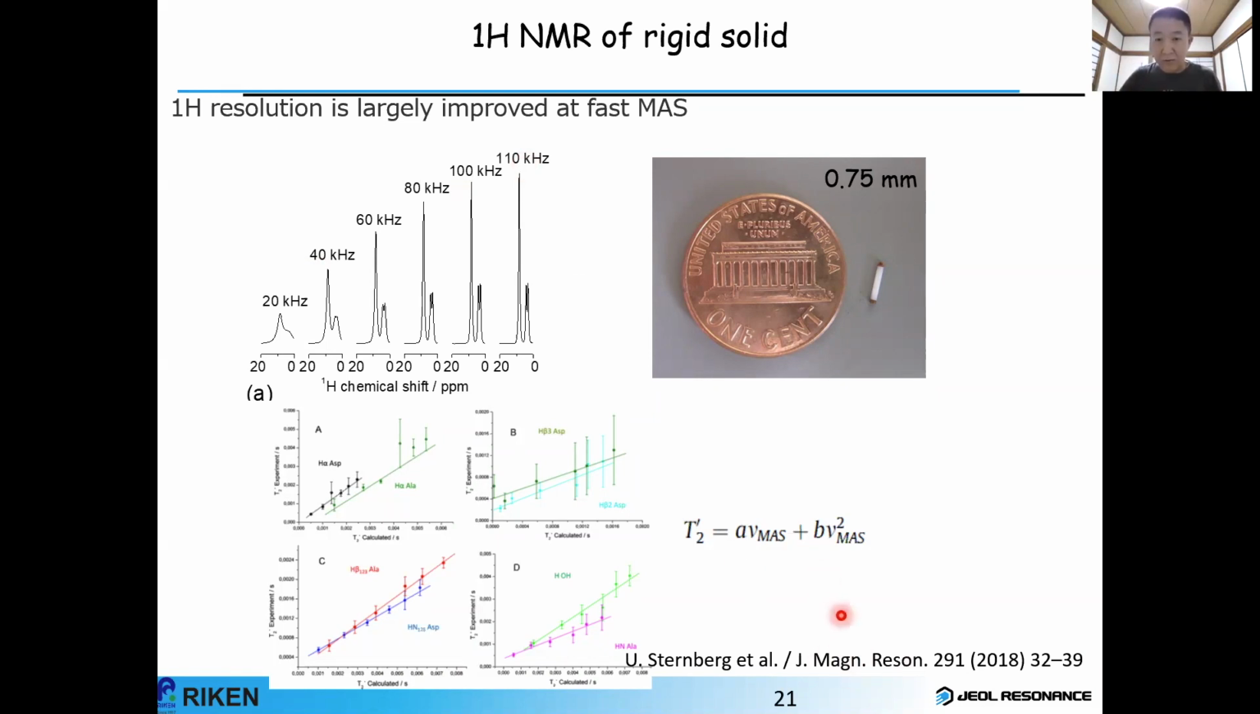Two years ago, Joseph also showed the relationship between T2 prime, that is the spin echo coherence time, and the spinning frequency. Actually, this is not linear, it is a quadratic relationship. There is still much discussion about where the source of these factors is. But anyway, the bottom line is faster is better. We can obtain much narrower line width and longer coherence lifetime.